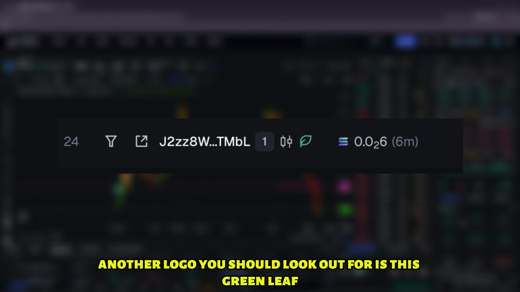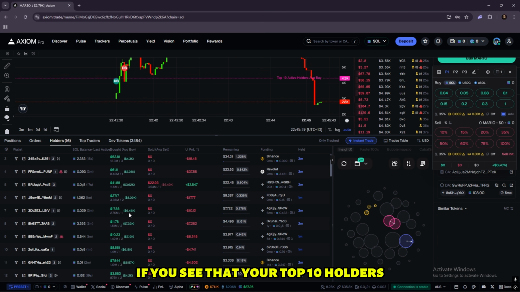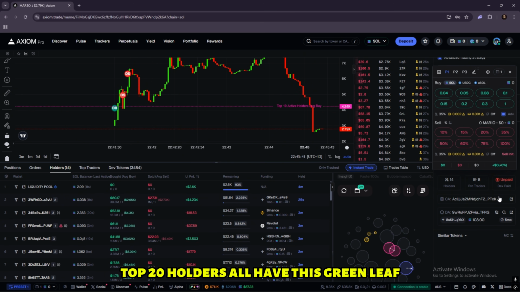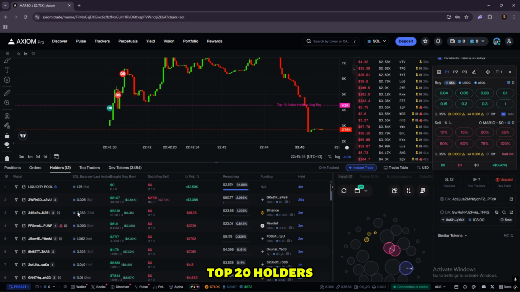Another logo you should look out for is this green leaf. If you see that your top 10 holders, top 20 holders all have this green leaf, then it's not really a good sign because it means that it's a new wallet that was created. So if you have this green logo on the top 10, top 20 holders, if there's a lot of them, stay away from the coin.